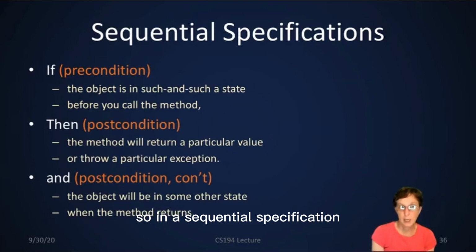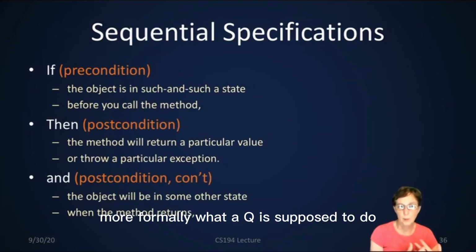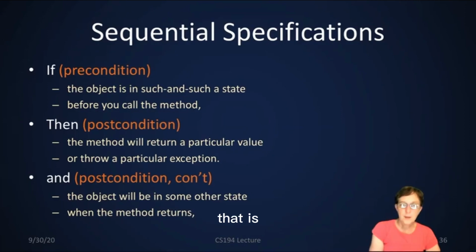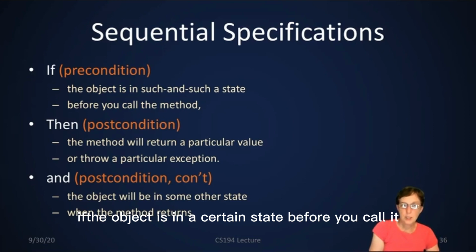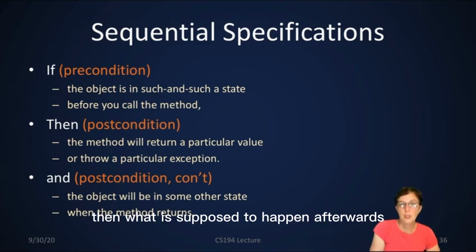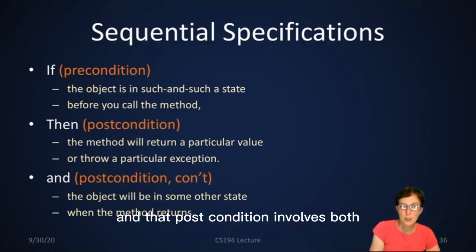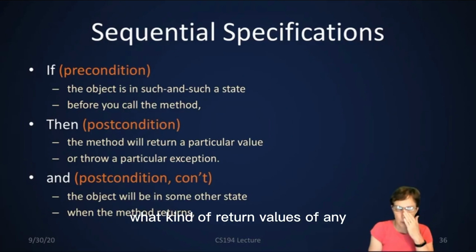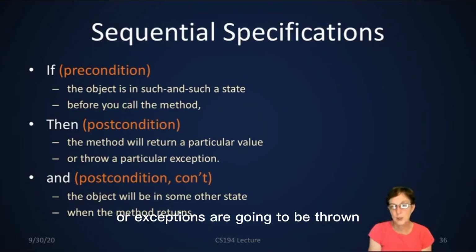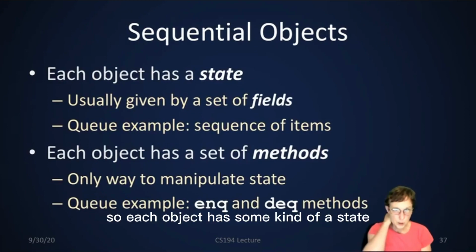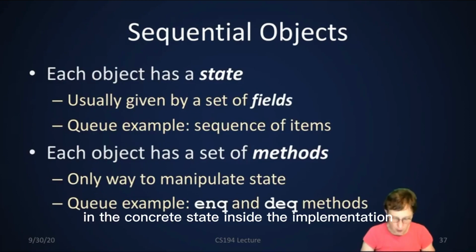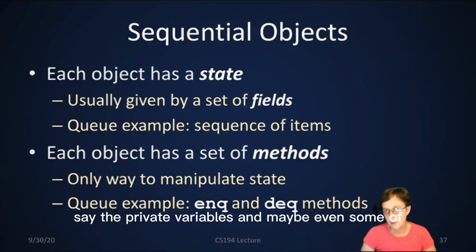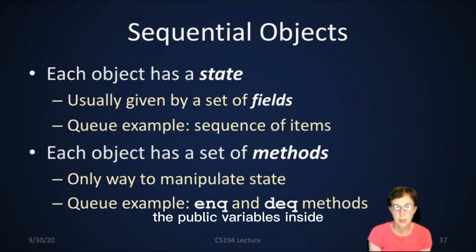So in a sequential specification, if we wanted to write down a little bit more formally what a queue is supposed to do, one of the things that we usually talk about is preconditions and postconditions. That is, if the object is in a certain state before you call it, then what is supposed to happen afterwards? And that postcondition involves both the state of the object afterwards, and also what kind of return values, if any, or exceptions are going to be thrown. So each object has some kind of a state. In the concrete state, inside the implementation, it's given by a set of the fields, let's say the private variables and maybe even some of the public variables inside of that.